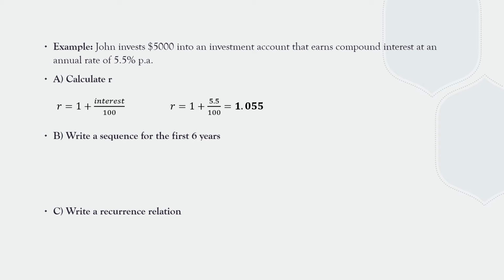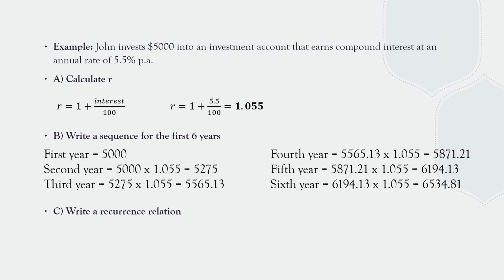So there's that formula, 1 plus the interest over 100, and then substituting in 5.5, we get 1.055. So essentially, that's what we're going to be multiplying every term by to get the next term. In some of the examples that we did before, we were multiplying by 3 or whatever. This time we're multiplying by 1.055. Next one says write a sequence for the first 6 years. So starting at 5,000, we just keep multiplying by 1.055 for the first 6 terms.